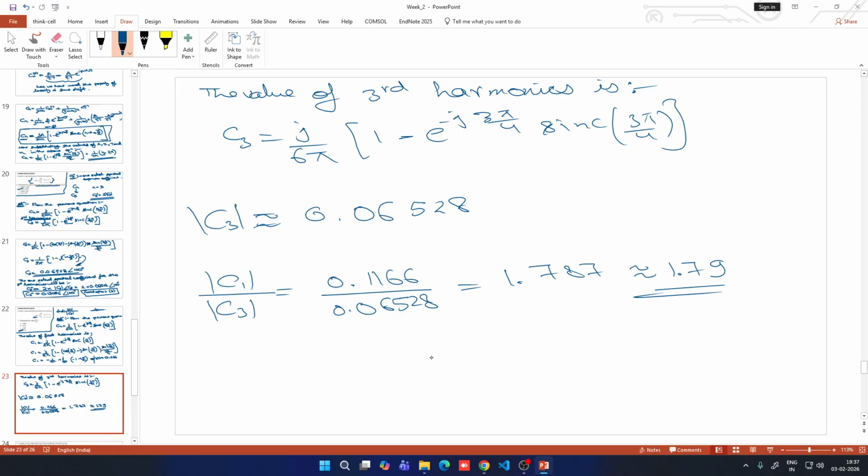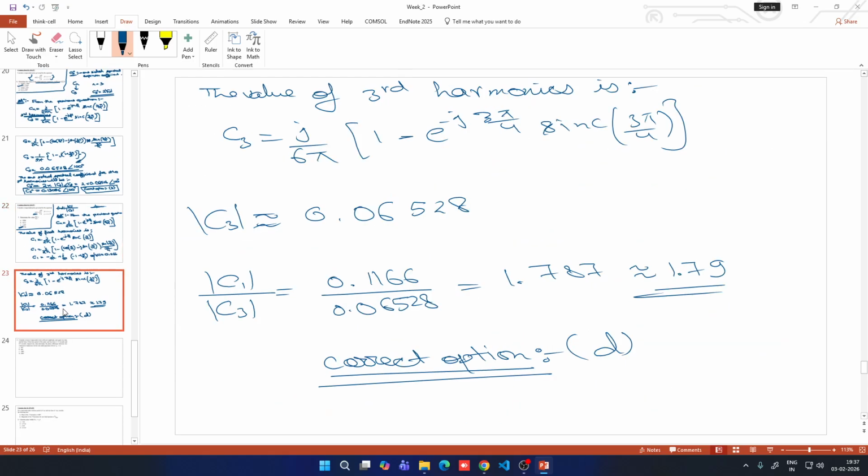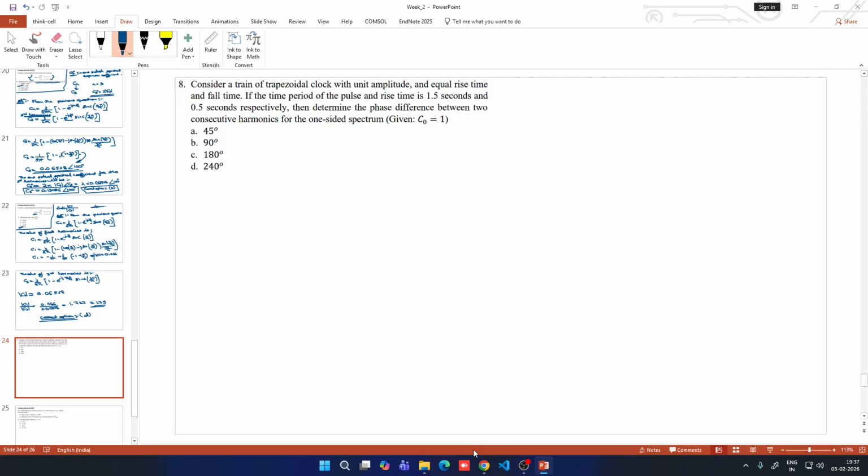I hope this question is clear. If you have any doubt in question number 7, please let me know. In question number 7 we didn't have to do much, we just had to find the ratio of the magnitude of C1 with the magnitude of C3. I hope this is clear. If this is clear, we will move on to question number 8.